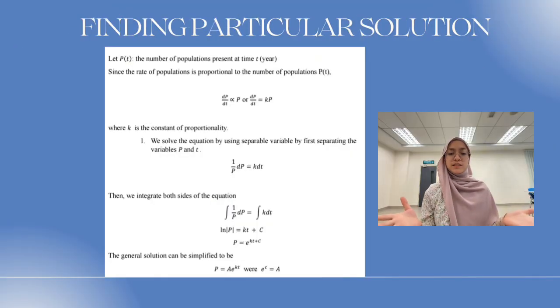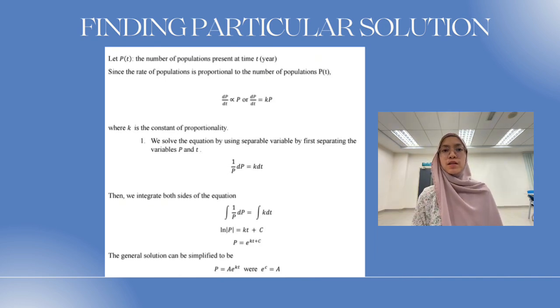Okay, so let's define P(t). This represents the number of individuals in a population at time t, where t is measured in years. We're told that the rate of change of the population is proportional to the size of the population itself, which means dP/dt = kP, where k is the constant of proportionality. k can be either positive or negative depending on whether the population is growing or shrinking.